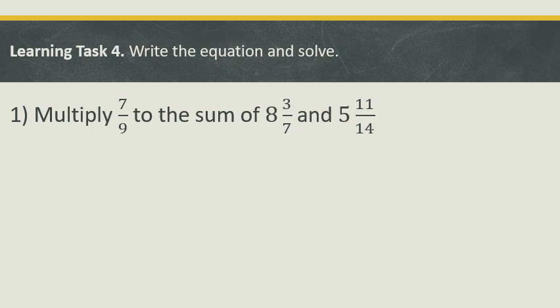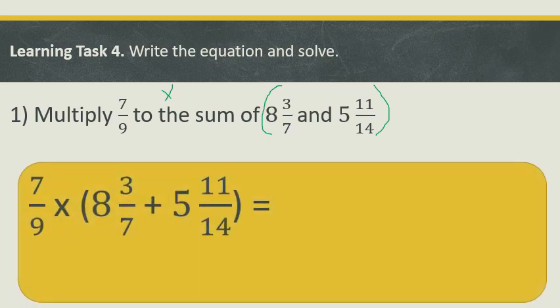So, multiply 7 ninths to the sum of, kasi yung "to the sum of," ito muna pagsamahin natin. So, ito multiply. So, 7 ninths times the sum of. So, ito po ang magiging answer niya. Then, isolve natin siya. So, unahin muna natin yung nasa loob ng parenthesis. So, yung 8 and 3 sevenths plus 5 and 11 fourteenths.